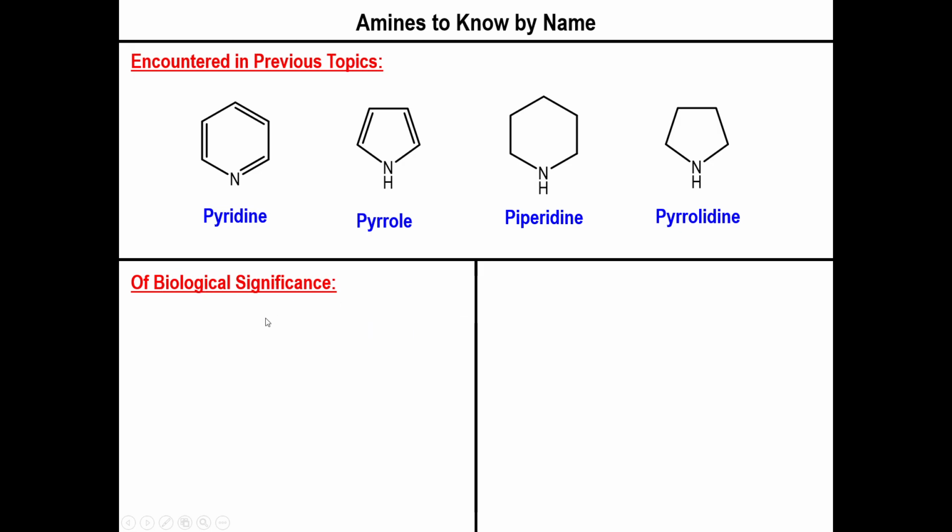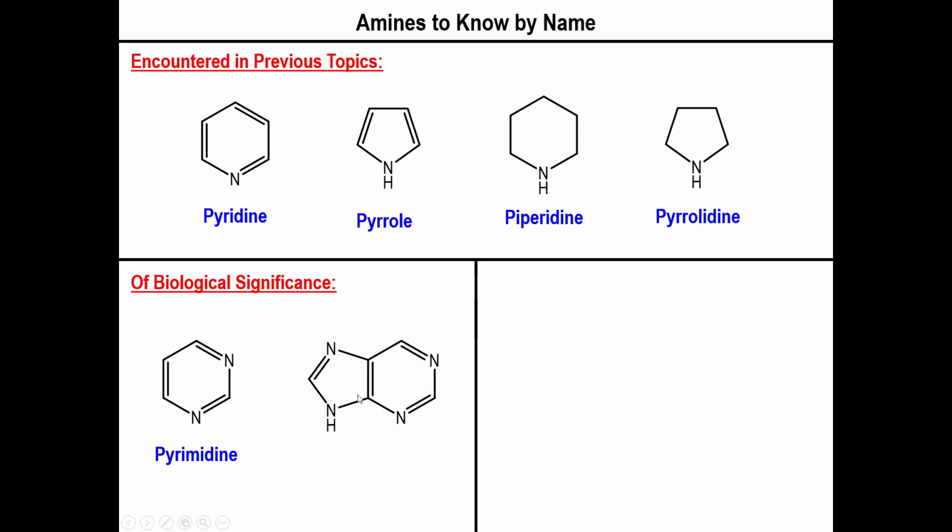Okay, and then there's some extra aromatic amines that you should probably be aware of. The first one is a derivative of pyridine, where now you have 2 nitrogens on the ring, and they're separated by 1 carbon. This one is called pyrimidine. And another one, a little bit more complex, technically a bicycle in this molecule. It's a bicycle molecule that happens to be aromatic and contains 4 nitrogens within it.